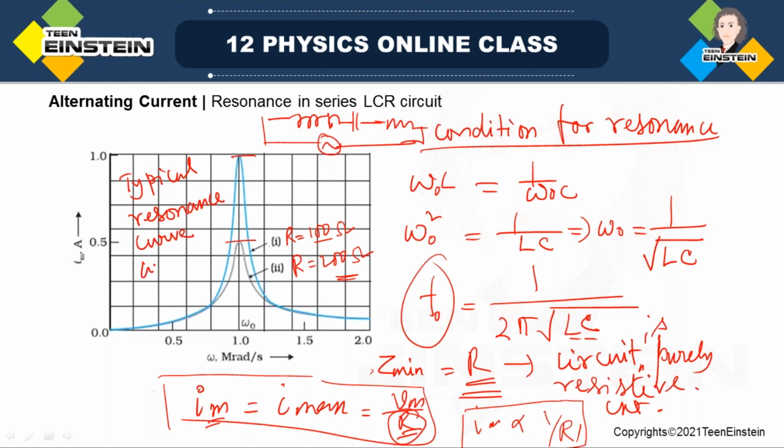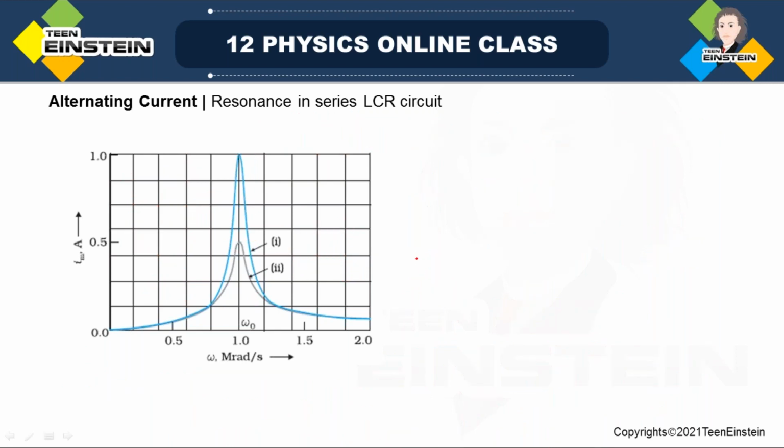Typical resonance curve, with frequency. It will give you almost a bell shape curve. Resonance curve means it will give you a bell shape curve. Let us analyze a few things about this curve. You can see this curve is a kind of bell shape curve like this. This can be sharper, sharper like this.